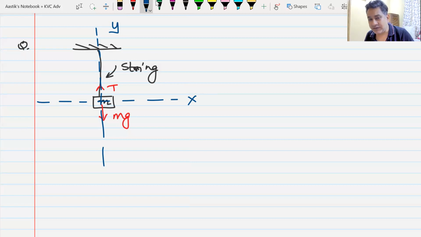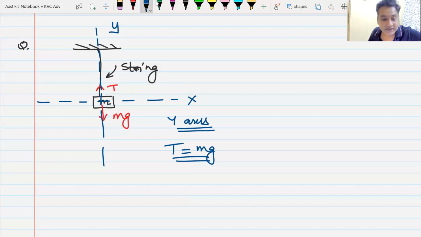The body is in equilibrium, so whatever force is in the upward direction, the same force has to be in the downward direction. In the upward direction there is T, in the downward direction there is mg. So along the y-axis, there's only one equation possible, and that is T equals mg, and that is the answer for this one.